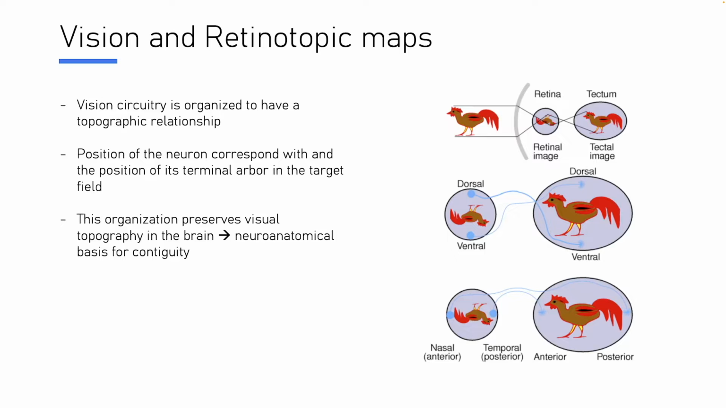In other words, the position of our neuron is conserved in the position of its axonal innervation, and this allows for an anatomical encoding of positional information. This process of retinotopic maps is described by the diagram shown to the right.